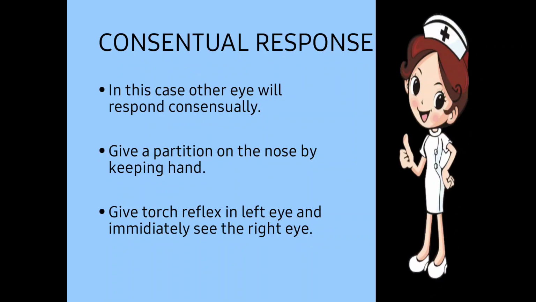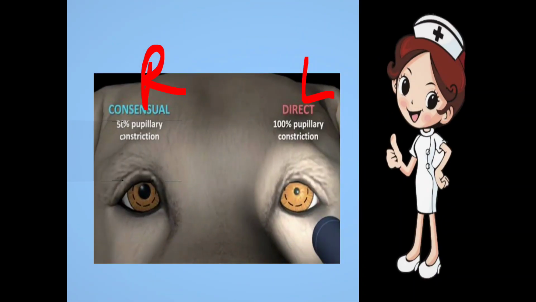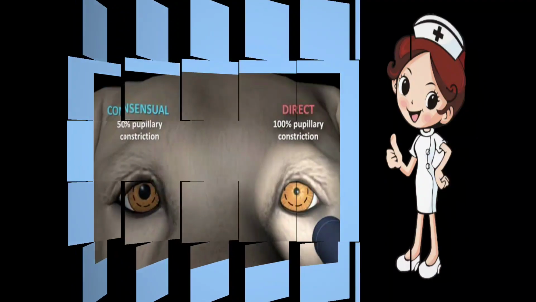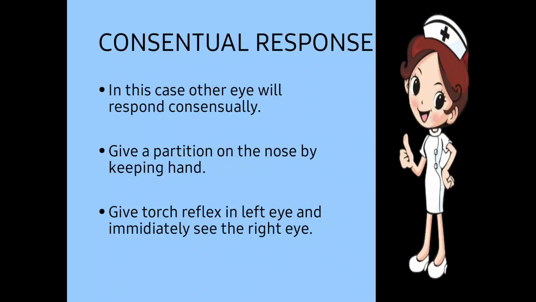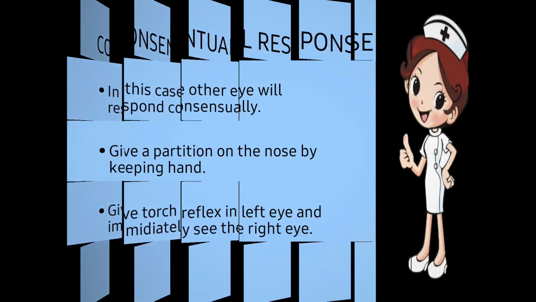Okay, next one is the consensual response. In this case the other eye will respond consensually. If we are shining a torch in the left eye, then 50% of constriction is shown by the right eye, because we are constricting the left eye, but the message is also passed to the right eye. This one is known as consensual response. If we take a partition between the two eyes, it will still give a response. Okay, when we shine a torch in the left eye, then immediately see the right eye, it will also respond. It will constrict 50%.